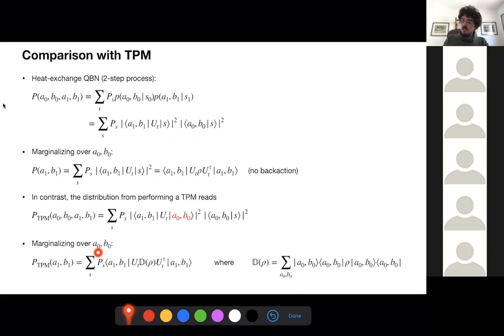And now if we marginalize over A0, B0, so we sum this function over A0, B0, we get something which looks similar to this. But instead of having rho here, the initial state, we have the dephased rho. So we have this d of rho, which is just the dephased version of the state rho in the basis A0, B0. So this is that example that I showed before where the TPM kills the coherences. What enters in the TPM is the state evolved without the coherences. And that's where the problem is.